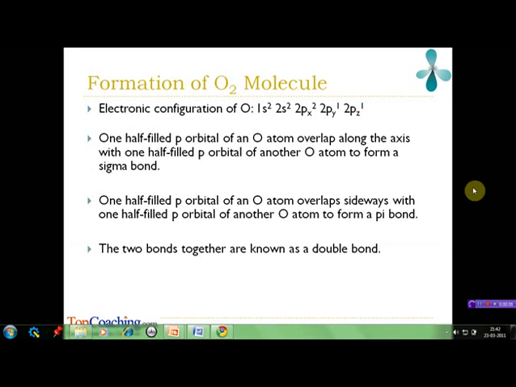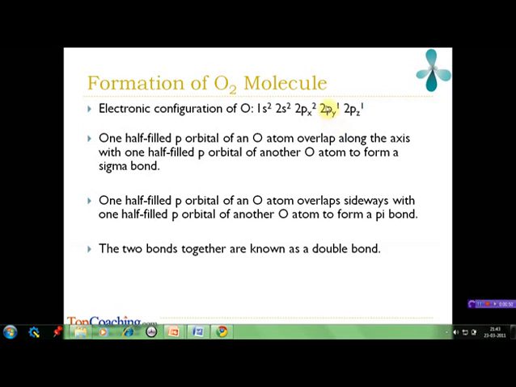Now, just to get an idea of how atomic orbitals overlap to give rise to a bond, let's take the example of oxygen molecule. We know that the oxygen molecule is formed by two atoms of oxygen. The electronic configuration of oxygen atom, as can be seen here, has two unpaired electrons. Its configuration is 1s2, 2s2, 2p4. Now, out of these three p orbitals, that is px, py, pz, any one of them will have two electrons and the rest will have one electron each. These two electrons may be present in px or py or pz, any of the three. But for the sake of convenience, we assume that two electrons are present in 2px and 2py and 2pz have one electron each.